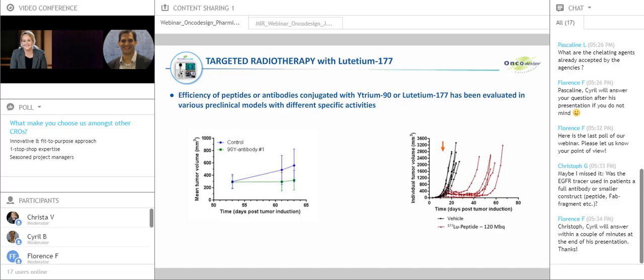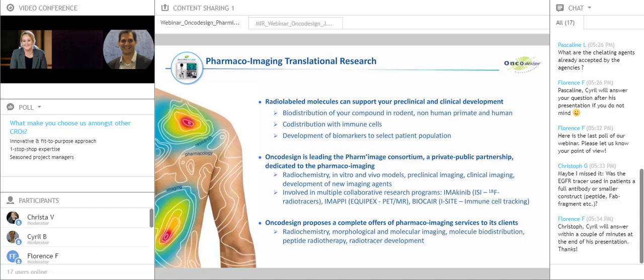To conclude this webinar, I showed you how the radiolabeled molecule can support your preclinical and clinical developments: the biodistribution of your compound in rodents, non-human primates, and human. I didn't show non-human primate here because of time, but this is also an expertise that we can provide. The co-distribution with human cells, this is something that is getting more and more important. Development of biomarkers to select patient population.